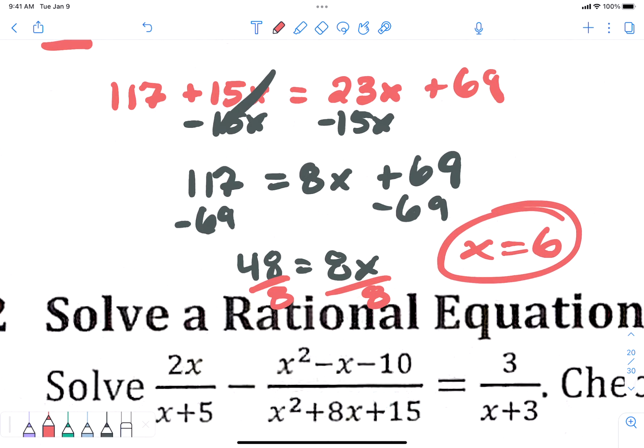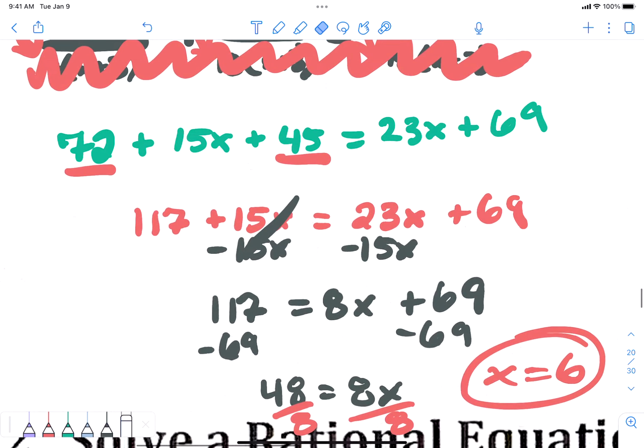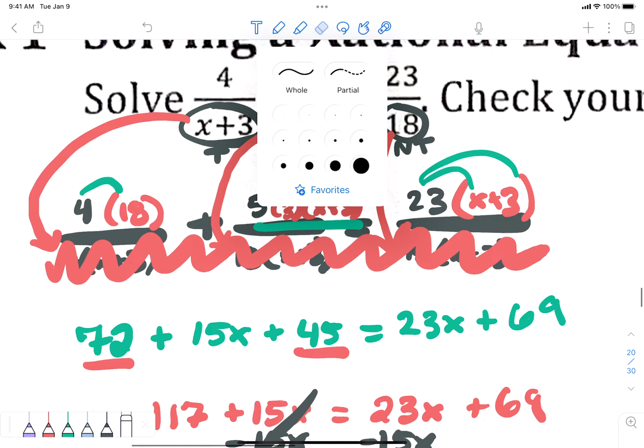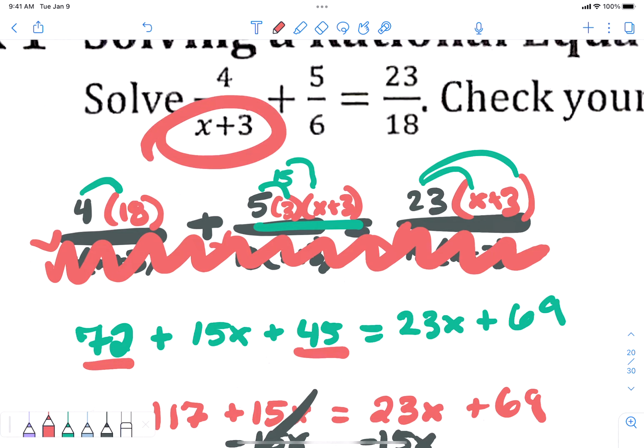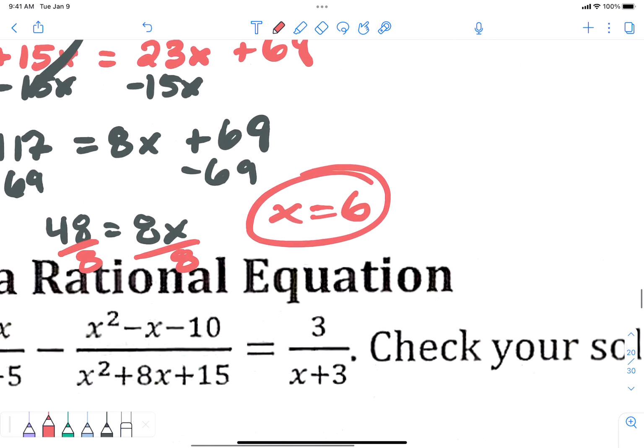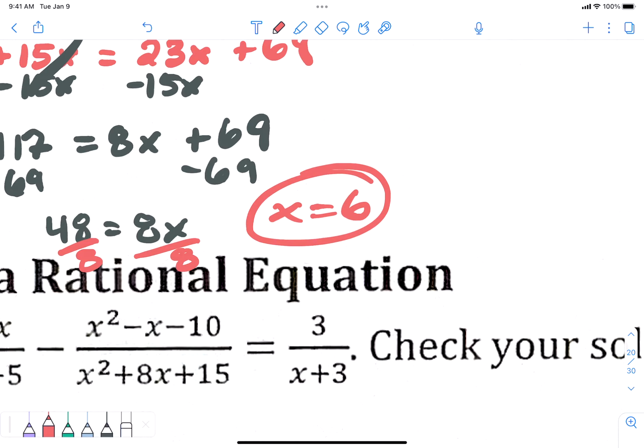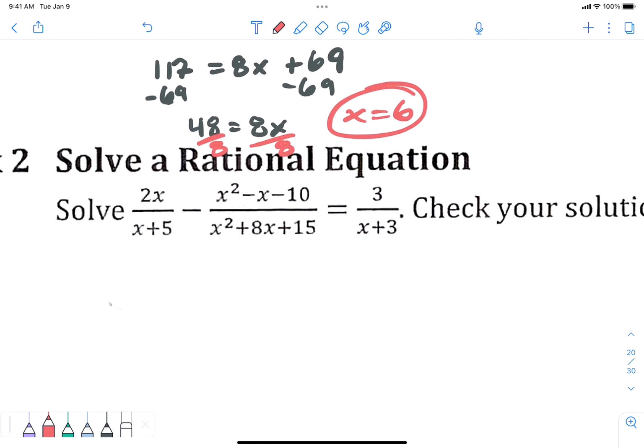Okay, now, there's one extra thing that we have to do. X equals 6. Let's look back up at the very top equation, right? What can we not have x be equal to? X plus 3. X can't be negative 3. So if we got negative 3 as an answer, there would be no solutions. It would be wrong, because we wouldn't be able to plug the negative 3 back in. Okay? It's going to be fine.